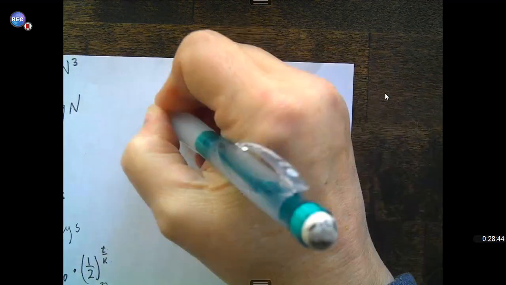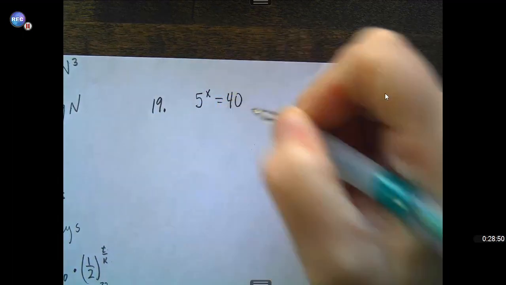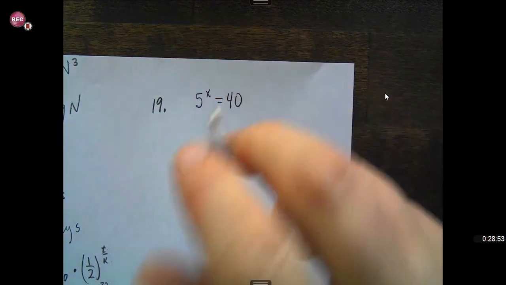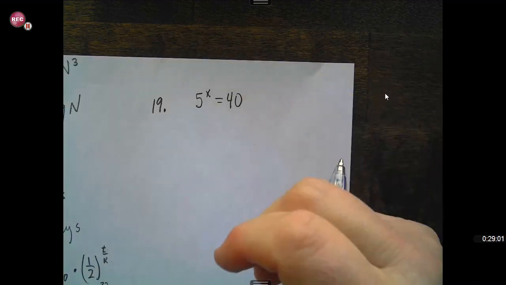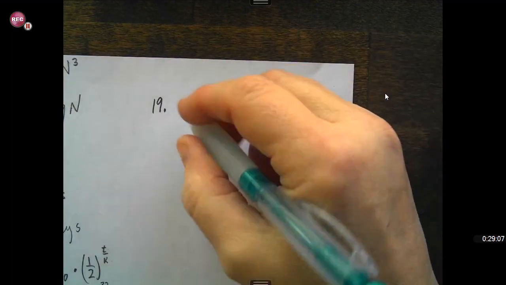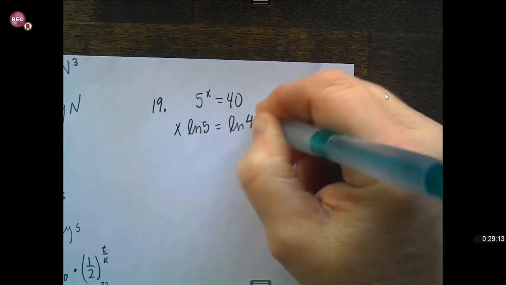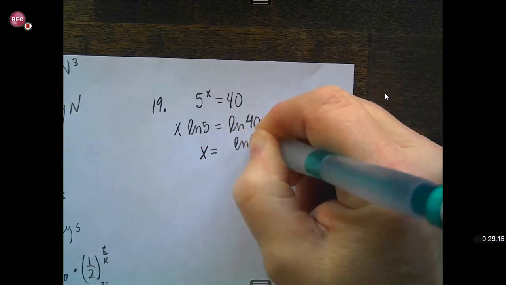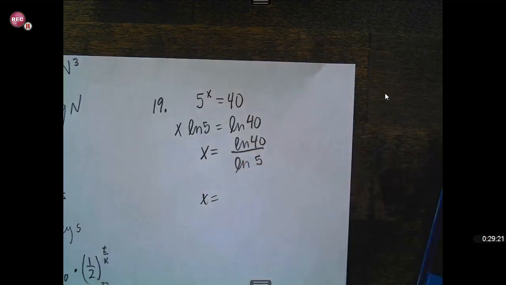Okay. Number 19, 5 to the x equals 40. And so I cannot match the bases here. 40 is a multiple of 5, but it is not a factor of 5, so I can't get them both the same base. So I have to use natural log. So here I'm going to have x natural log 5 equals the natural log of 40. So x is the natural log of 40 over the natural log of 5. And round your answer to the hundredths place.